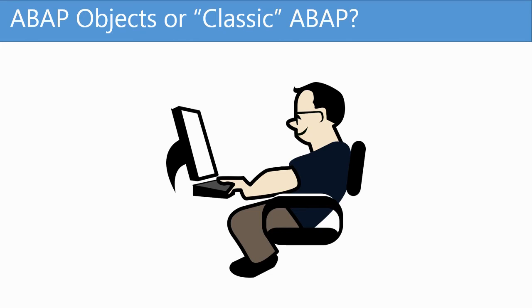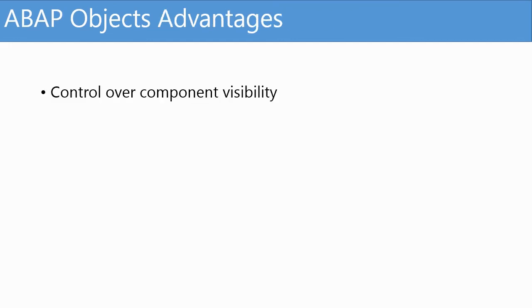For the long-time ABAP programmer though, what are the advantages of starting to use classes and methods instead of classic ABAP function modules? Access to object class components can be controlled by the programmer. This means that when you have a class method that should only be called by another specific method of the same class, you can restrict access to that method from other callers. This is not possible with function modules. All function modules can be called without restriction.